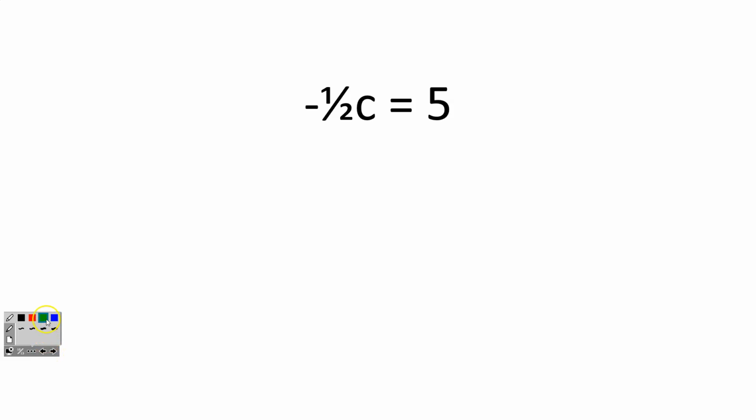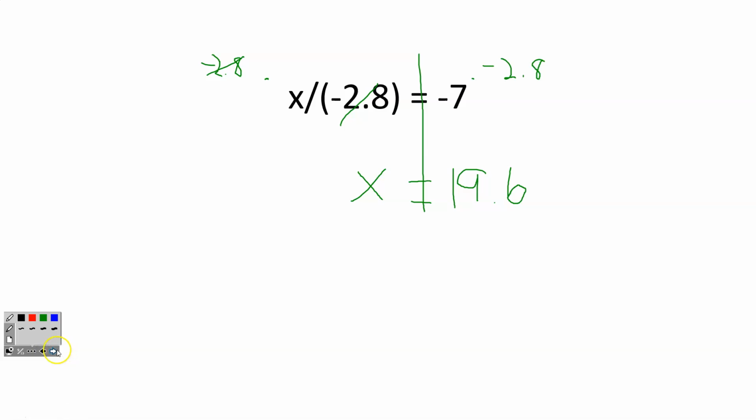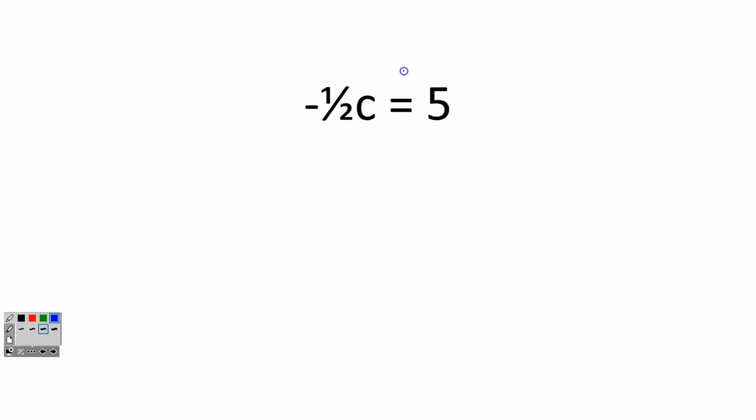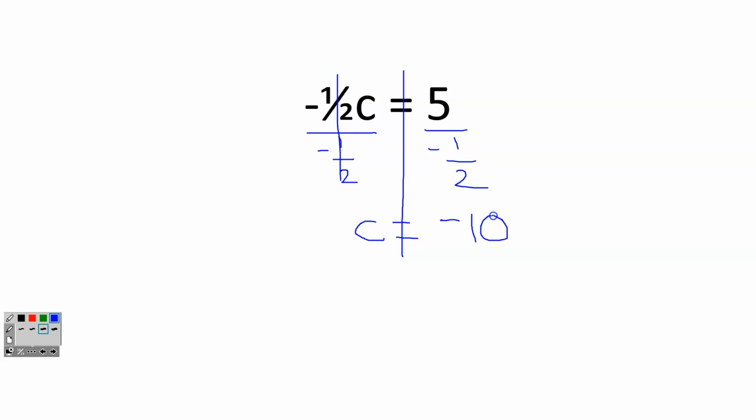So again, we have a fraction, it looks like. Draw my fence. Remember that that coefficient and that variable are connected when they're squished together like that by multiplication. So I'm going to divide both sides by a negative 1/2. Those cancel out, so I'm left with a C. 5 divided by a negative 1/2 would give me an answer of a negative 10.